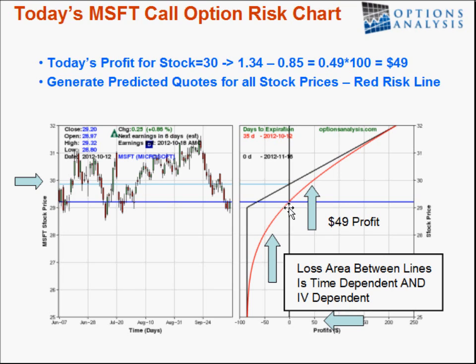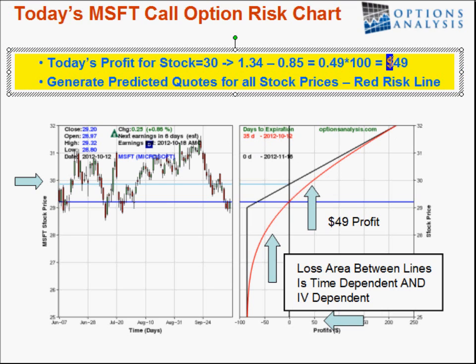We computed another point. We moved the stock to 30. And we asked, what was the price at 30? And we got the number 1.34, shown right here. Well, we paid 0.85 for the option, so our profits are 0.49. Multiply by our 100 multiplier to get it converted to dollars. We see that if the stock were to suddenly jump to 30 with 35 days to go, we would be sitting on a predicted profit of $49. And that's exactly the point that's shown right here on the red curve when the red curve intersects 30. We get a profit of $49.